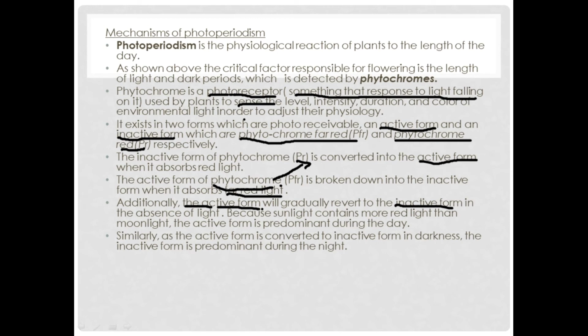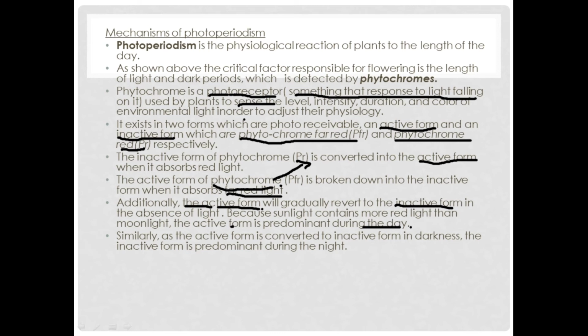And because sunlight contains more red light than moonlight, the active form is predominant during the day. So the active form of phytochrome is active during the day. Similarly, as the active form is converted to the inactive form in darkness, the inactive form is predominant during the night. So during the night, we have the inactive form of phytochrome.